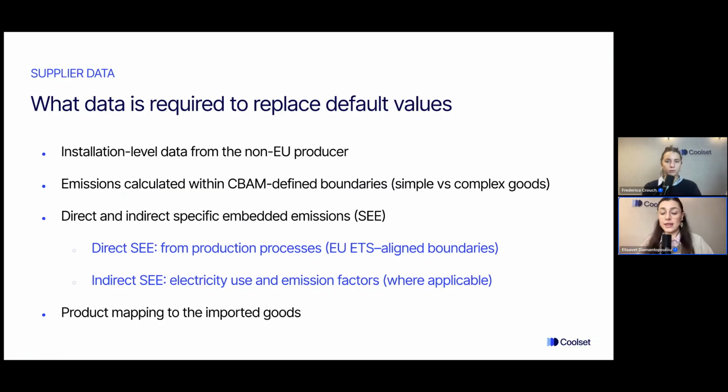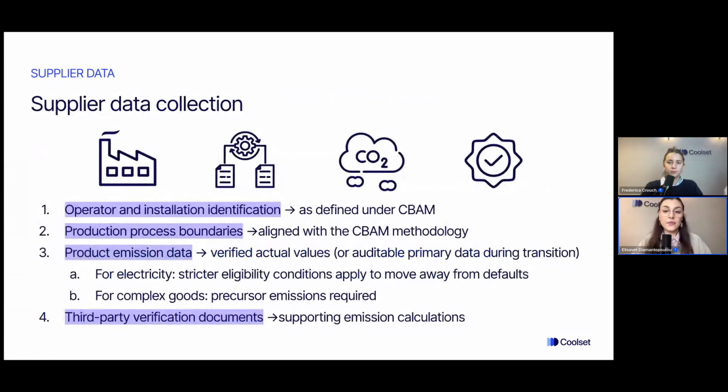And I think we had a couple of questions in the Q&A section for this, so I hope we cover it through this slide. And last but not least, you need to map your imported goods to the goods that you get from your suppliers, and this will ensure traceability and that you're not essentially contributing to carbon leakage. So now let's see the process of collecting this data.